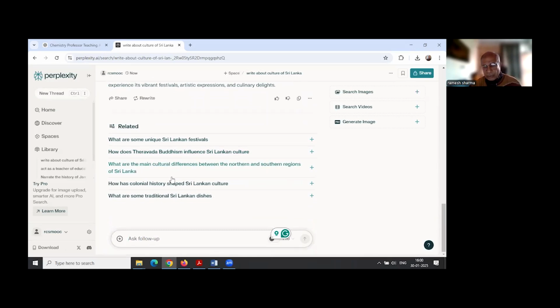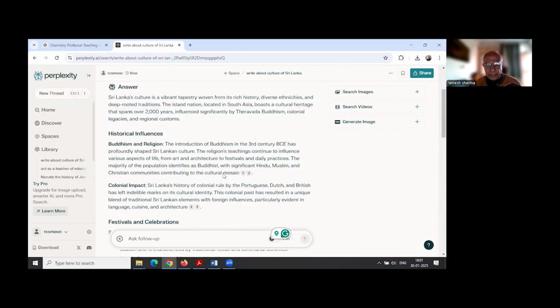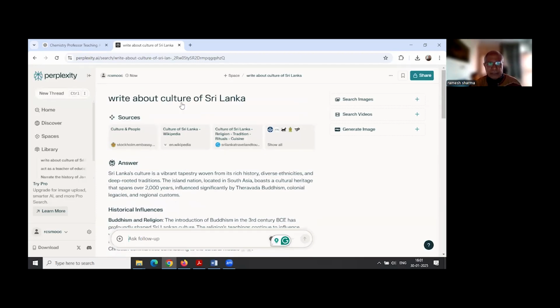And then it gives you additional questions which you can continue. So it is a conversational style, which keeps on adding to your conversation, your query which you have, Perplexity.